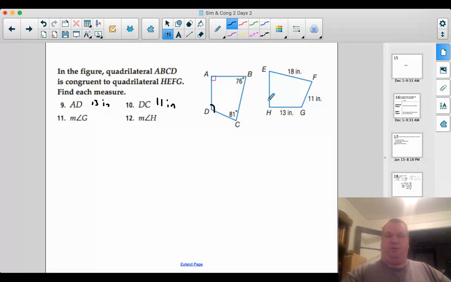Angle H corresponds with A. Now, there's no number here, but there is this box. This box means it's a right angle. Okay, right angles are 90 degrees, so that's 90 degrees.